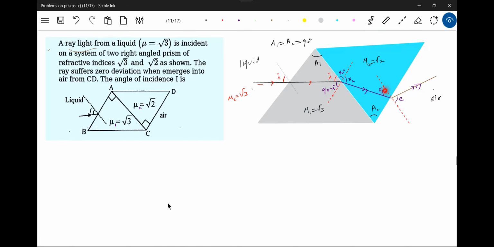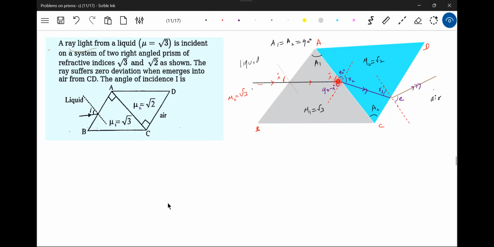Okay, fine. This one. So first, what is asked? The ray suffers zero deviation when it emerges into air from CD. Okay, this is the CD. This is AB. Net deviation is zero. So what is the total deviation? Deviation suffered here, there is no deviation.